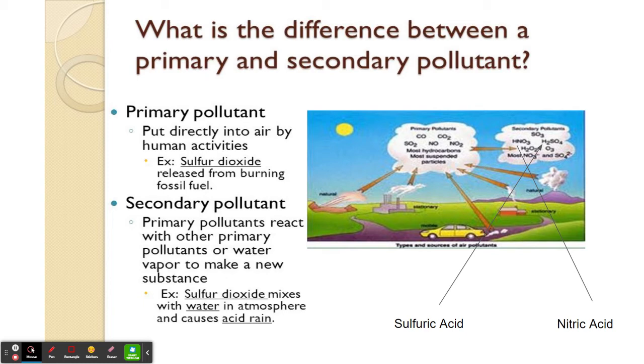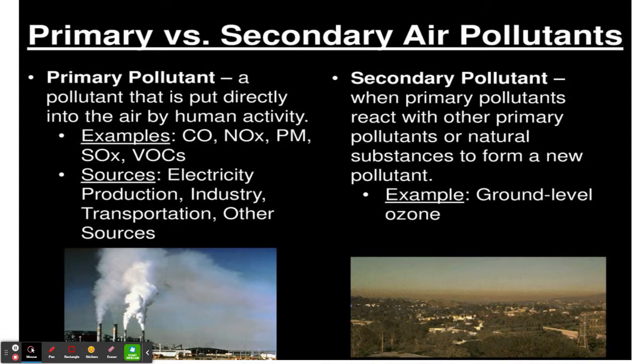Now, as those primary pollutants go up into the atmosphere, let's particularly talk about sulfur dioxide. Sulfur mixes with water and will make sulfuric acid. And when I say water, I mean water vapor. So once again, some examples of primary pollutants would be carbon monoxide. Index cards would be really good here. Nitrogen oxides. Let's introduce this term here, PM, which is particulate matter.